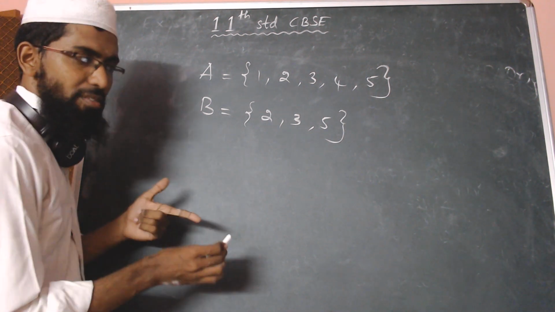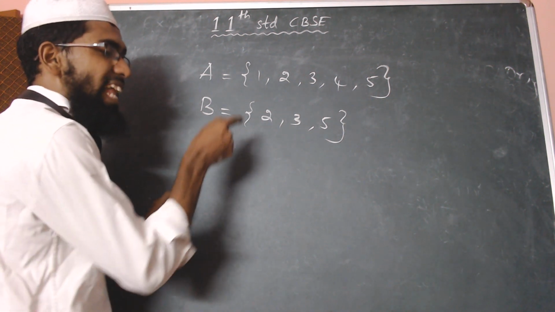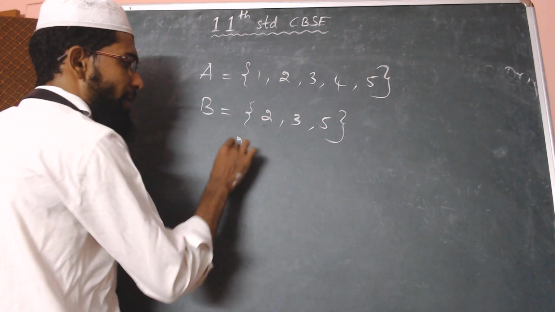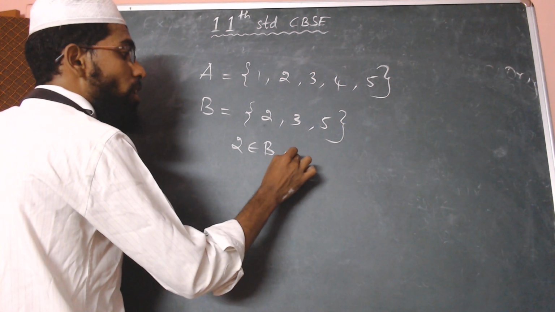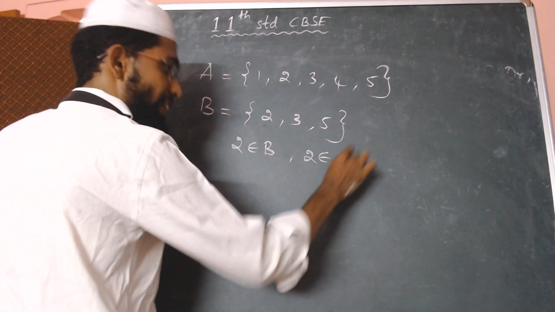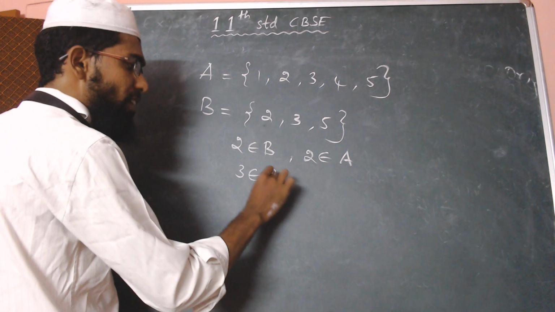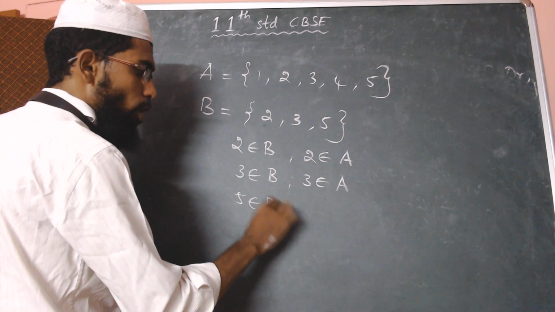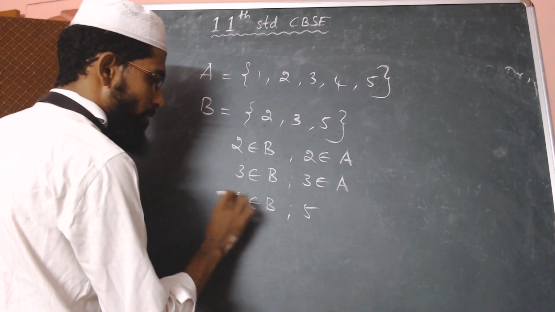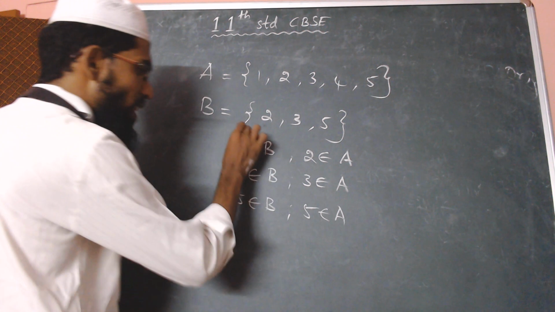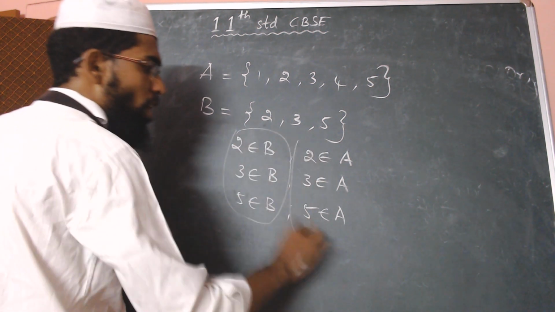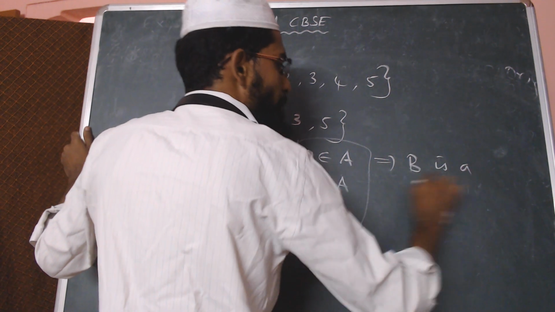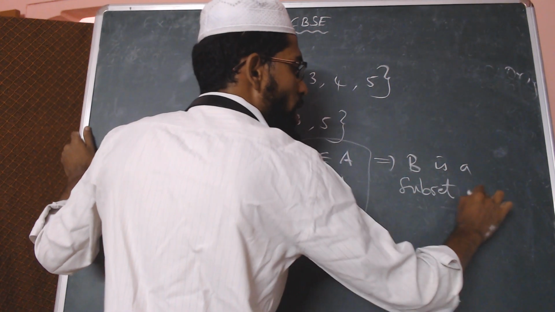What is the condition, the definition given in the textbook? All the elements of B must also be an element of A. So let me start with the first element. 2 is an element of B, also 2 is an element of A. 3 is an element of B, also 3 is an element of A. 5 is an element of B, also 5 is an element of A. So all the 3 elements of B are also elements of A. So I can tell that B is a subset of A.